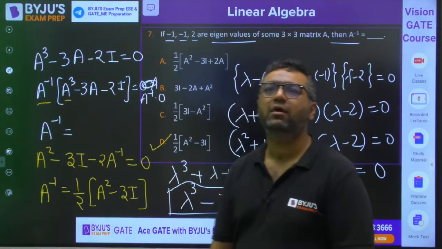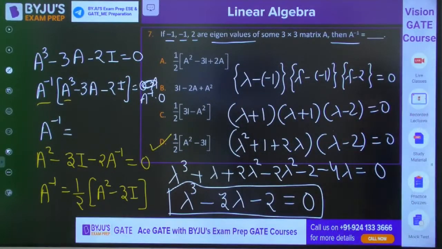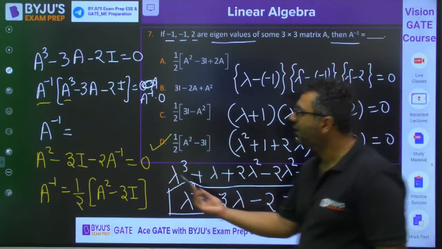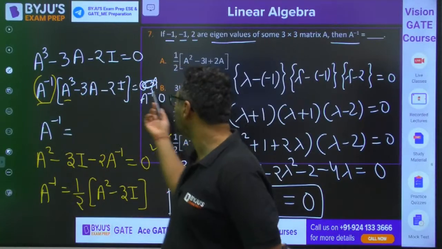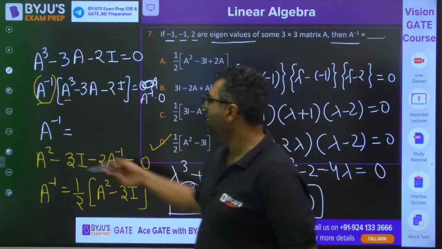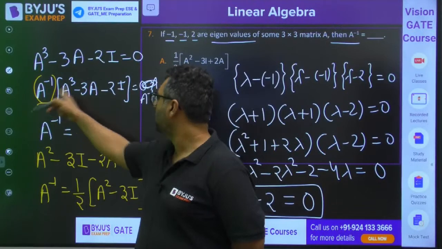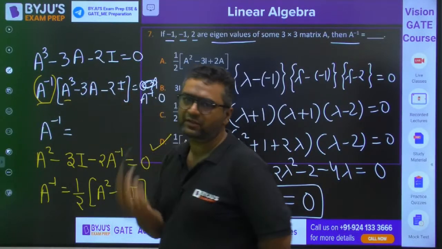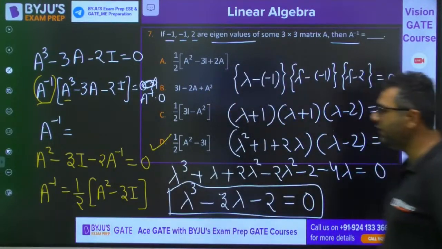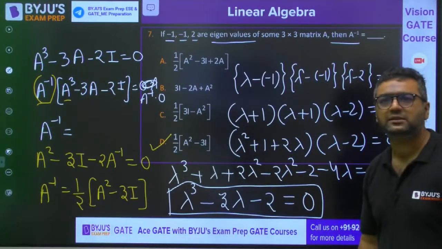I didn't get what you have written, Arithro. Actually, what I have done is I multiplied both side by A inverse. A inverse into 0 will be 0. And A inverse into A cube will be A square. A inverse into A will be I. A inverse into identity matrix will be A inverse. So likewise we calculated. Answer is D for this.